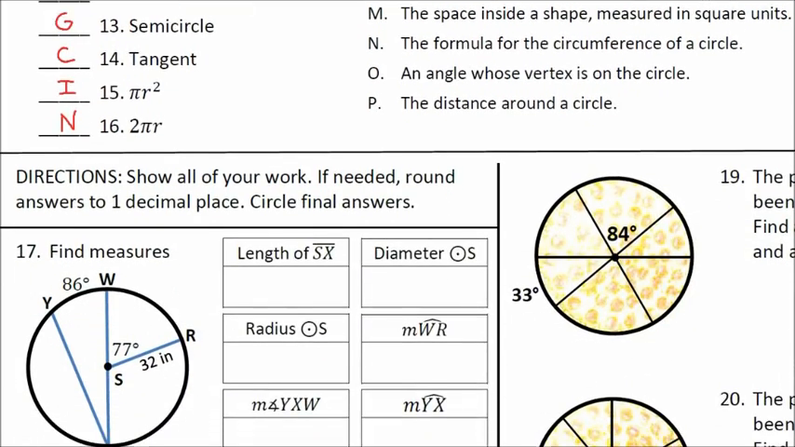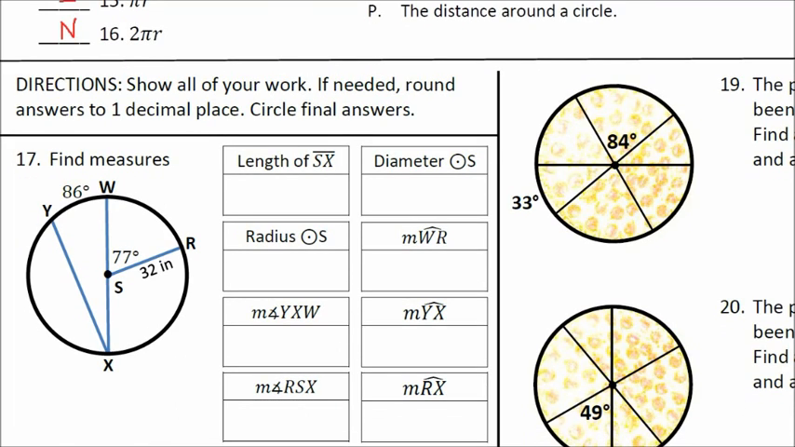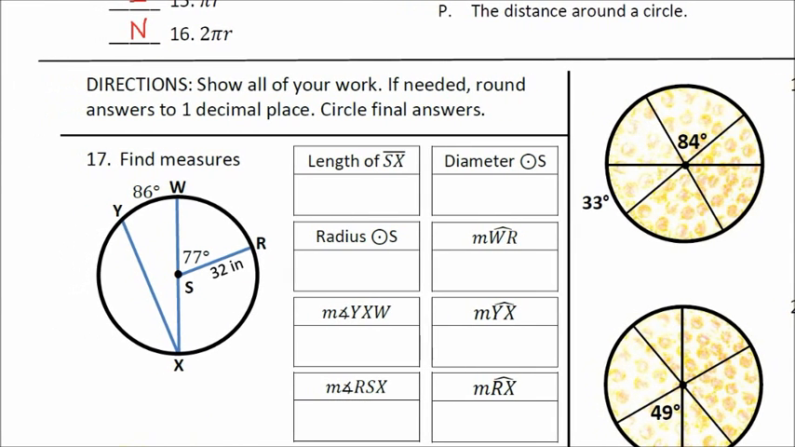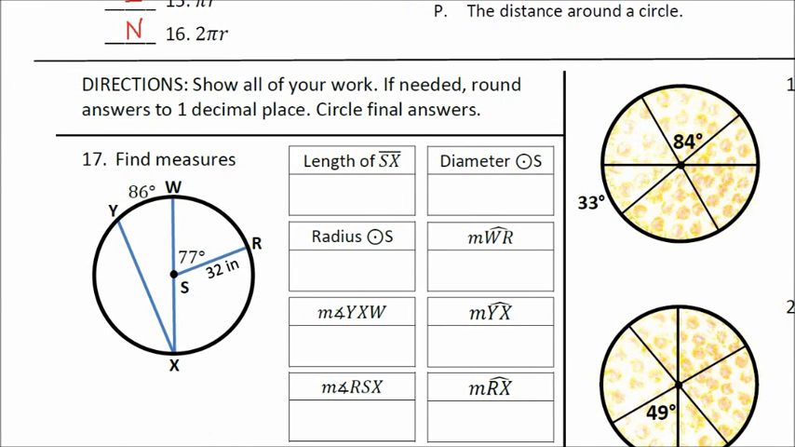Alright, let's get to question number 17. A couple things about this test and in this review sheet. Make sure, class, that every question has a unit of measure in your answer. And also, if you have to round, you can round to 1 decimal point.